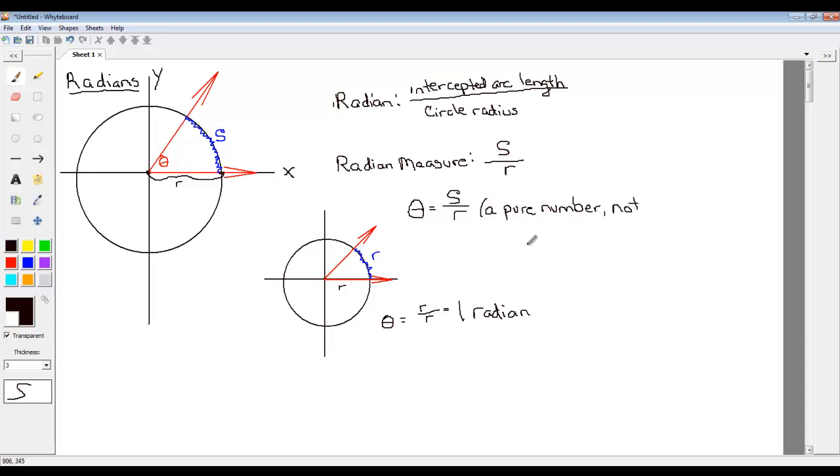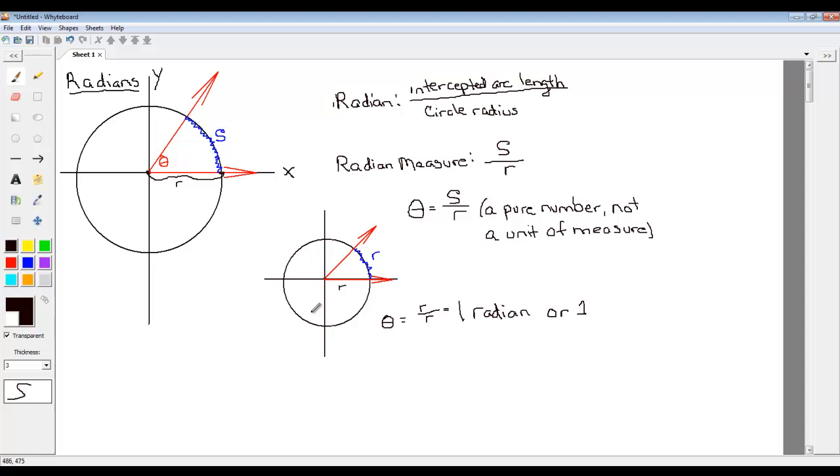So you really can't say it's a unit of measure, really. It's a ratio. So you could say just 1 radian, or you could just say 1 for that, if we're talking about the theta there. But we go ahead and refer to it as radian measure, because even though it's not technically a unit of measure, this is the way we refer to it.